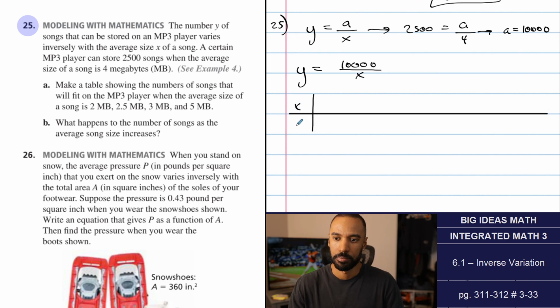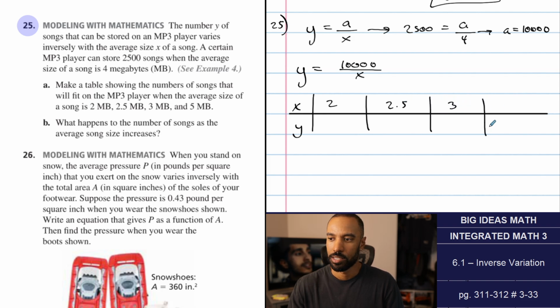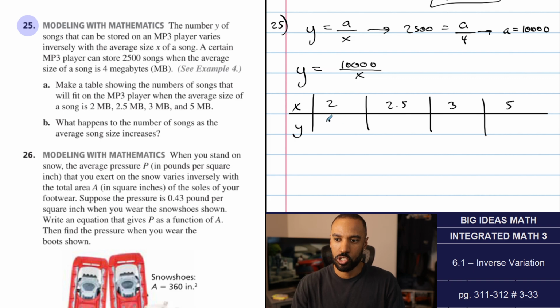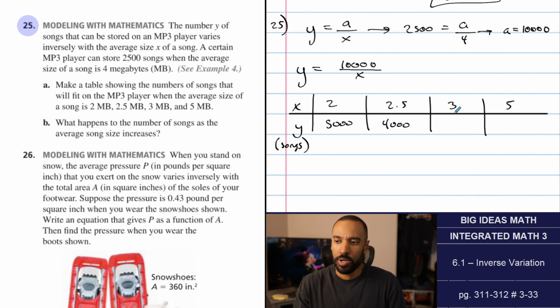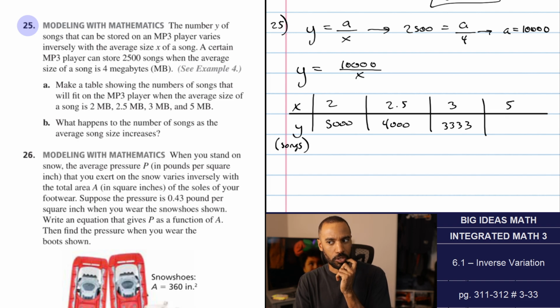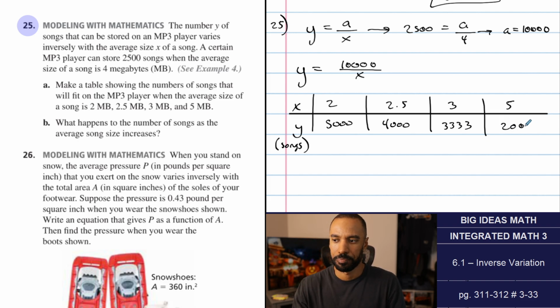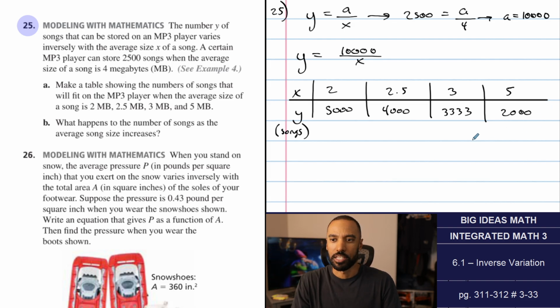So given that equation, we got ourselves a 2, 2.5, 3, and 5. Now, 10,000 over 2 is 5,000. This is songs, by the way. Over 2.5 is 4,000 songs. Divide by 3. Well, it's 3,333. I mean, it's not exact. I don't know if I should write the decimal, but 3,333 songs, and divide by 5 is 2,000 songs. So those are the different things that we'll get from that. The original was 4 megabytes, and we saw 2,500 songs.